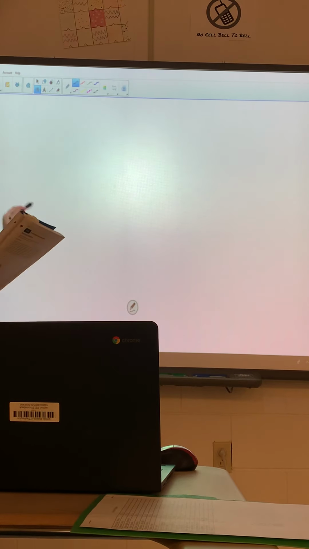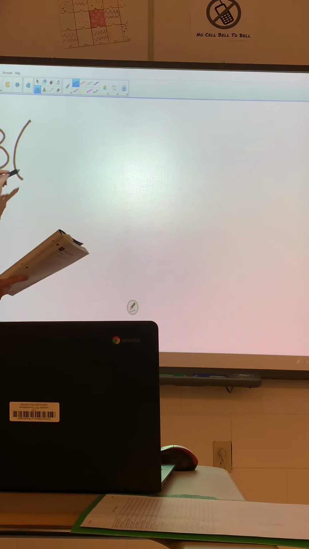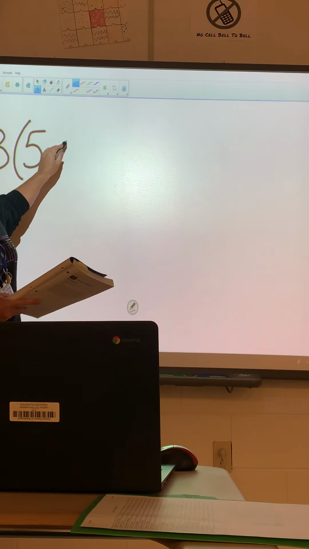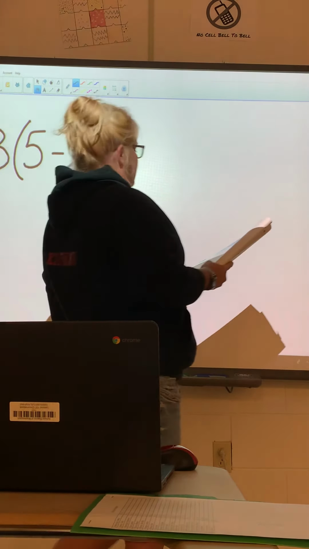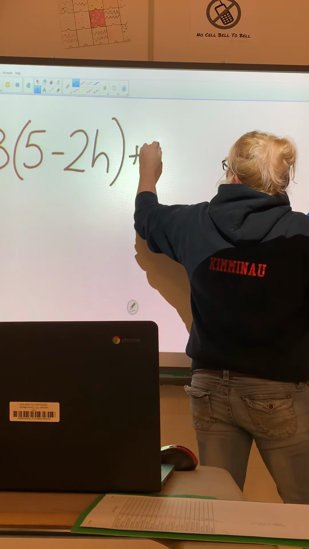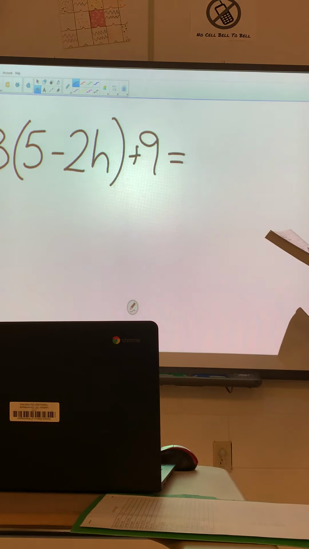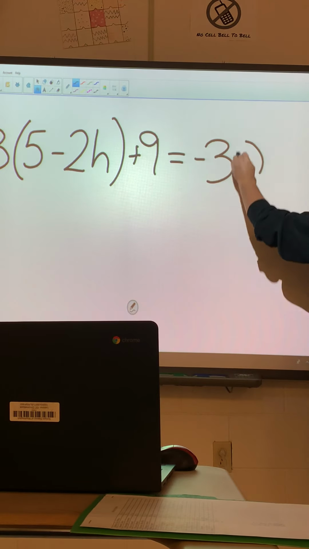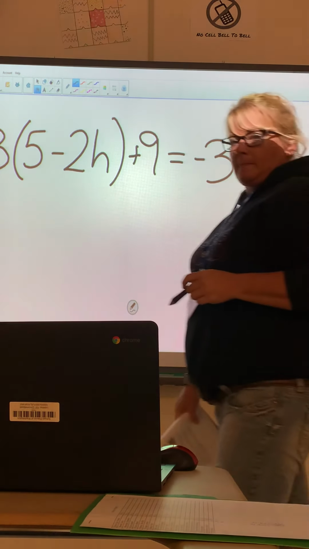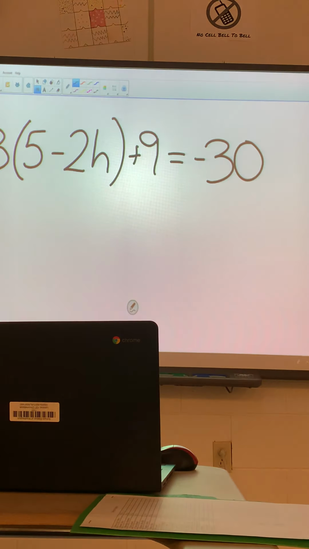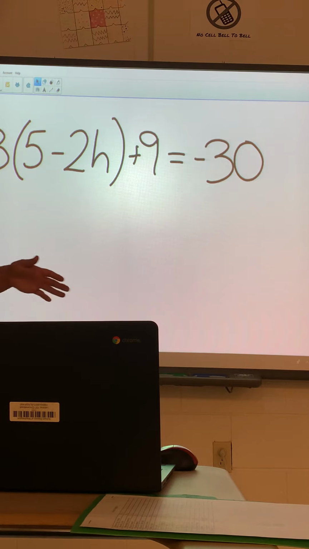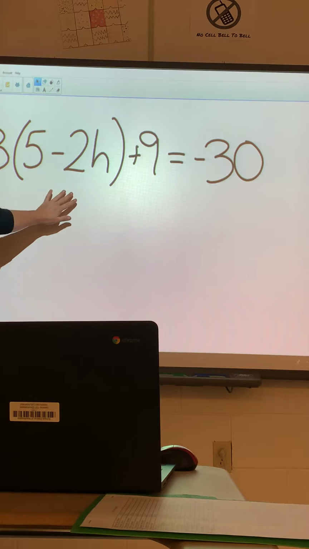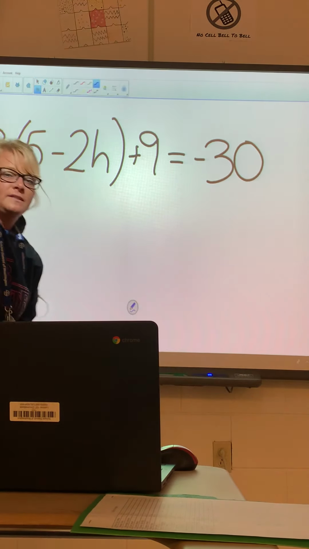All right, let's do 3 times the quantity 5 minus 2h, plus 9 equals negative 30. Okay, just because it looks like there's a lot to do here, don't let it freak you out, because we just need to take it one step at a time. Anytime you see the distributive property, that just means to distribute. Don't do anything else other than let's multiply in.